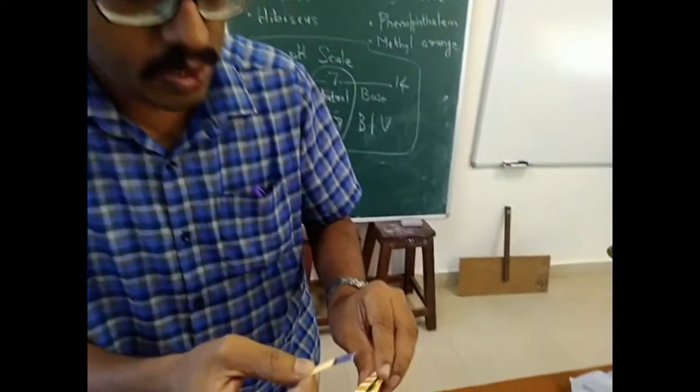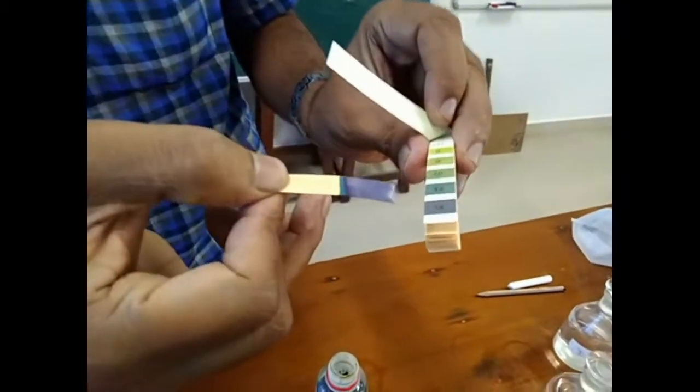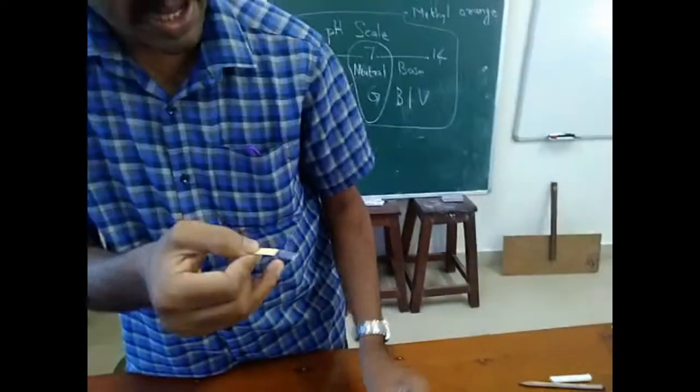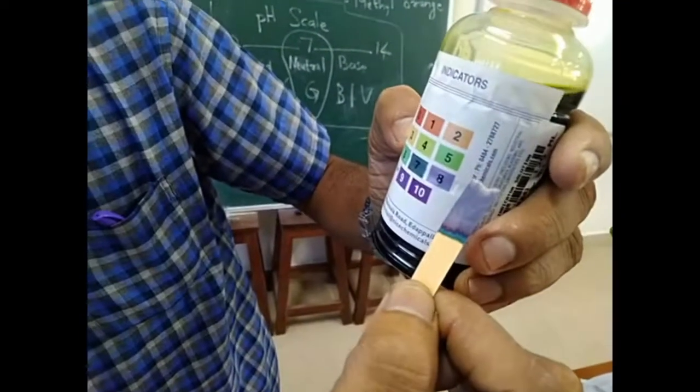In the pH strip also you can see the coloration. It is around 12 it is showing. Anyhow, this is the correct one. You can see this exactly 8 and all.